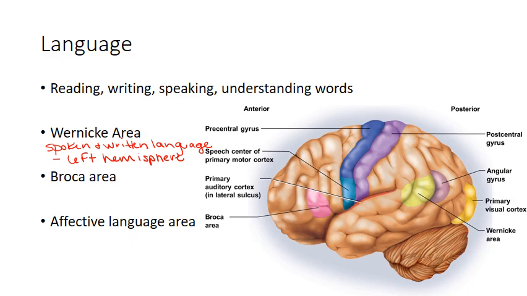It does get a lot of input from surrounding areas as well, so it does not operate just on its own. The second region involved in language is called Broca area or Broca's area. This is also known as the motor language area. So here's Broca's area, here's Wernicke's area. Broca's area is going to receive formulated speech plans from our posterior speech area. And so it is also in the left hemisphere. And it generates a motor plan for muscles involved in speech.